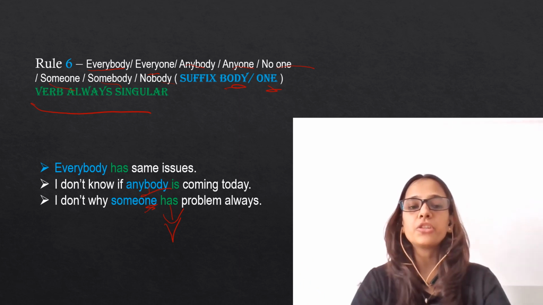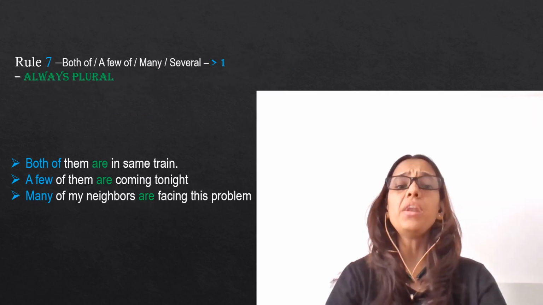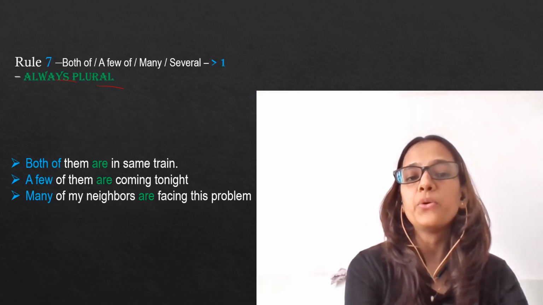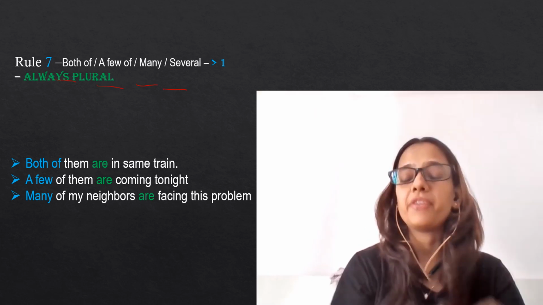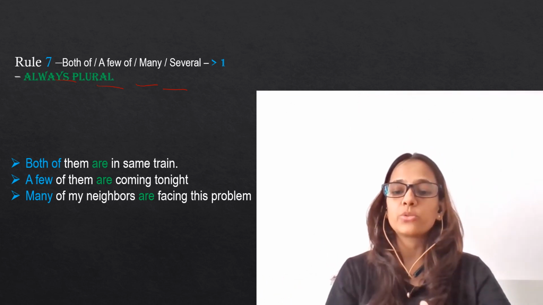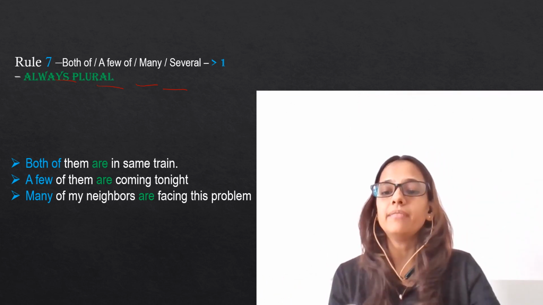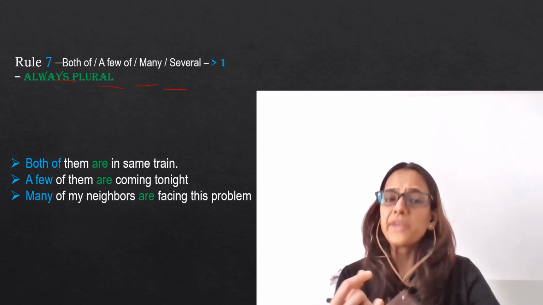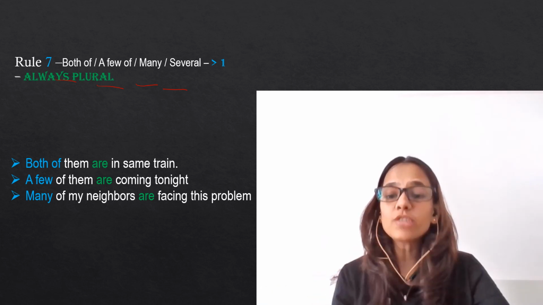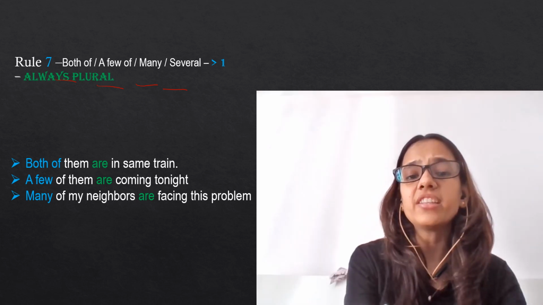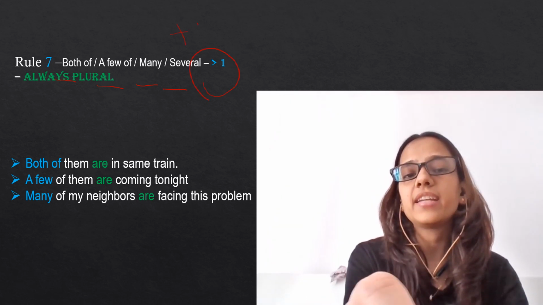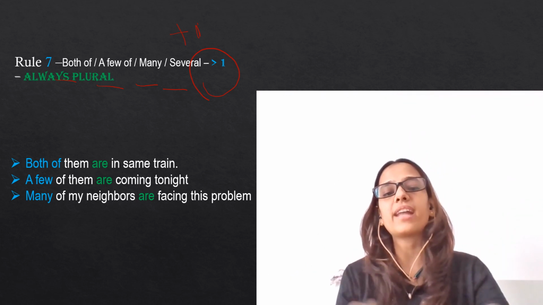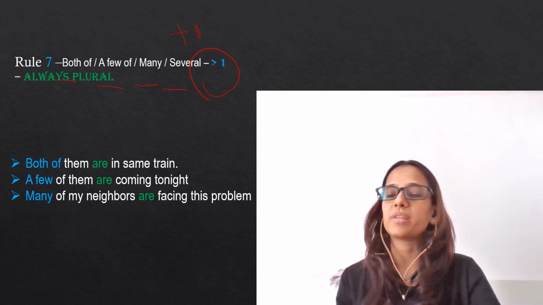Okay, let's move to the next one. Rule number 7. When words like both of, a few of, many, several are used, at that time you always use a plural verb. Why? Very simple hack over here. Both of, a few of, many, several, such words are always greater than one. So if the subject is plural, we are using a plural verb. Simple as that.